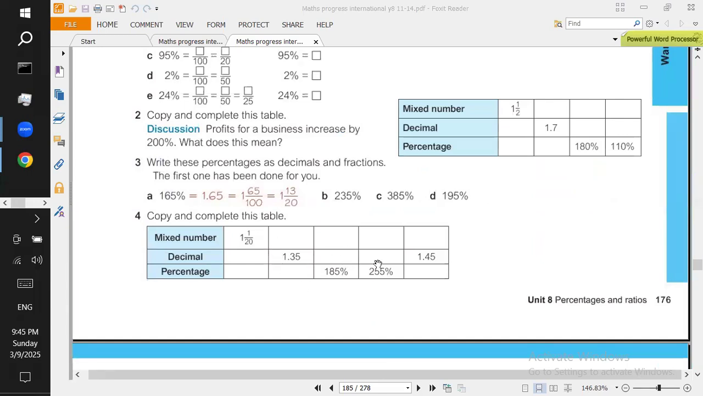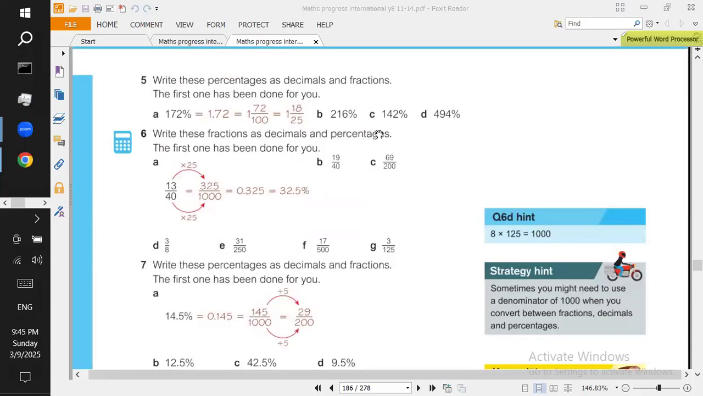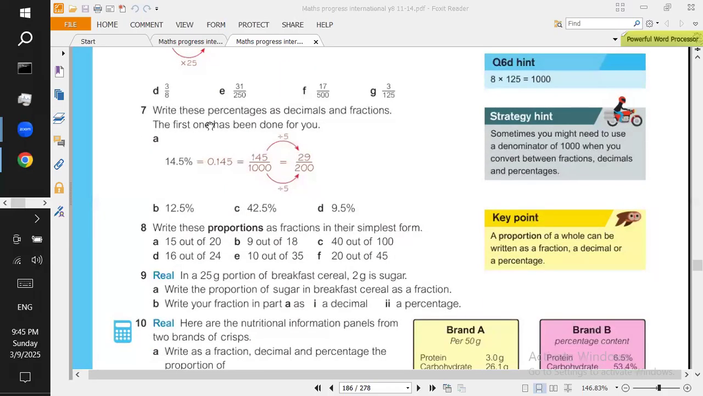Same idea that we talked about. Here, write it as a percentage. Write it as a fraction. You can use the calculator here. Turn these into percentages. Just multiply them by 100. Turn it into a fraction. Put the percentage over 100. Same idea.